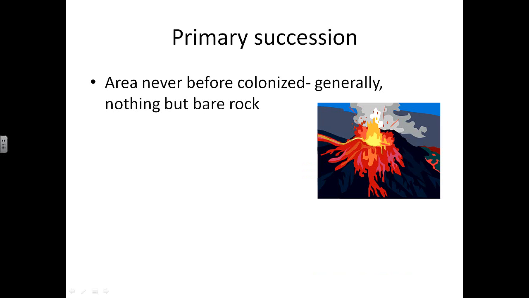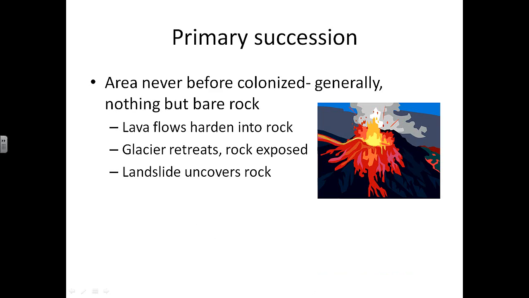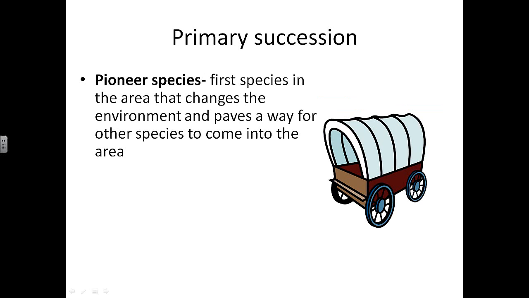Primary succession happens in a place that nothing has ever lived before. Usually it's just rock, so maybe a lava flow hardened into rock, or a glacier retreated, left rock behind and exposed it. A landslide uncovers rock. Nothing lives in that area because it's rock.